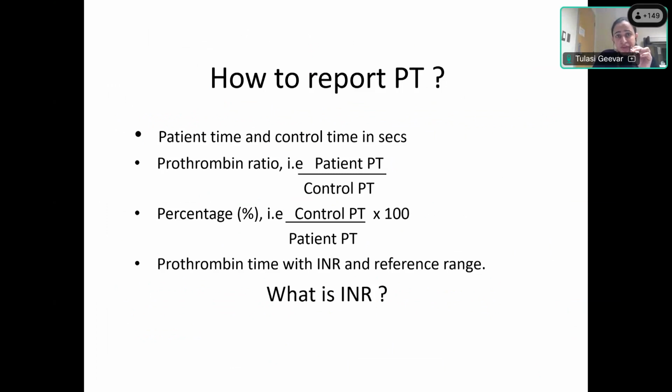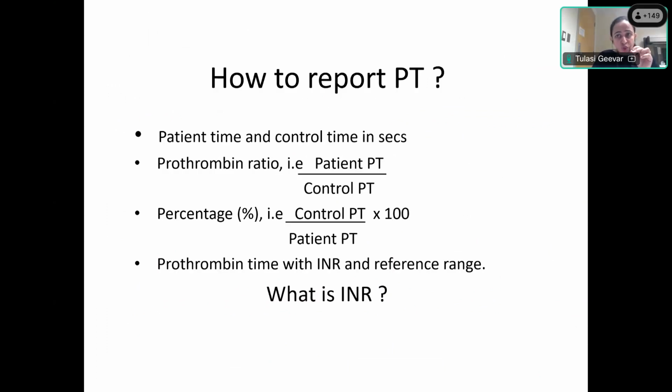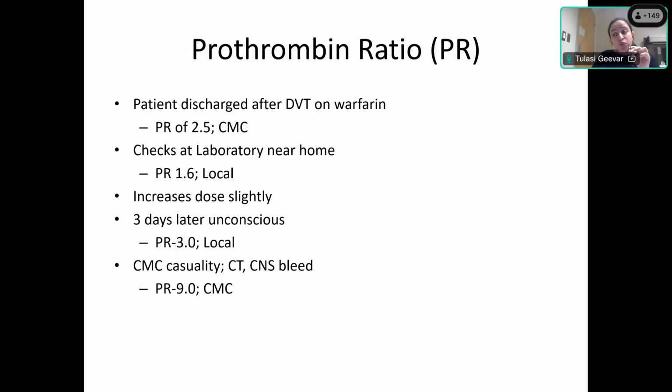What is INR? Let's try to see this through an example. The prothrombin ratio is a ratio of the patient's prothrombin time to the control prothrombin time. So there was a patient who was discharged after deep vein thrombosis, and he was put on warfarin, and he had a prothrombin ratio of 2.5. Normally in patients on anticoagulation, you would want the INR between 2 and 3. So he checks at a laboratory near home, and he found that the prothrombin ratio was less than 2, that is 1.6. So the local doctor increases the dose slightly.